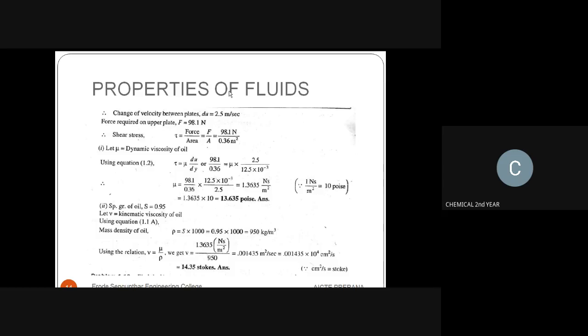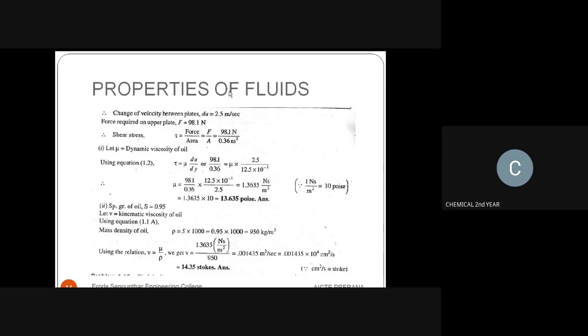So that is the thickness of the oil film, 12.5 into 10 to the power of minus 3. So you can calculate the dynamic viscosity from this. So mu is equal to 98.1 divided by 0.36 into 12.5 into 10 to the power of minus 3. You can bring that to the left hand side.